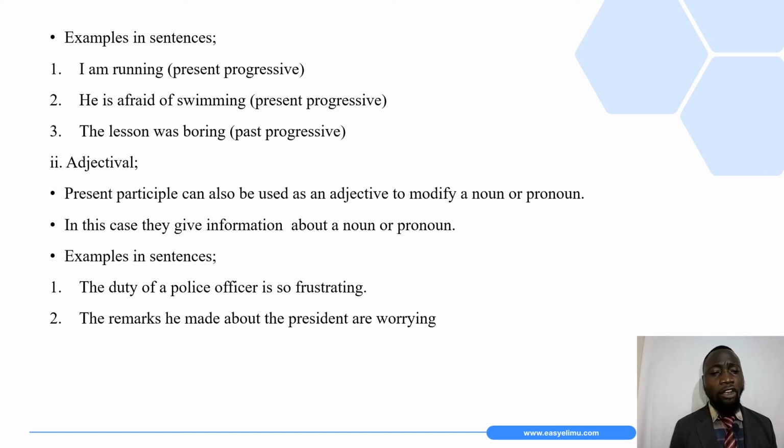Another sentence is: the remarks he made about the president were worrying. So here, the present participles have been used as adjectives to modify a noun or a pronoun, and that is what we have there.